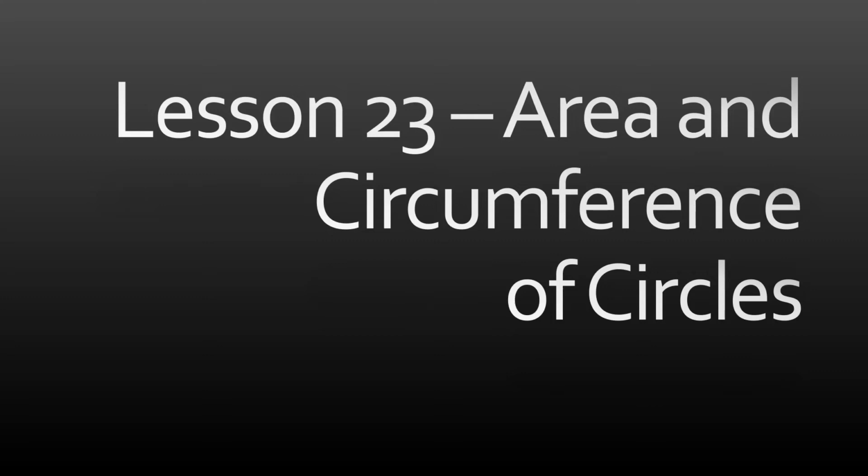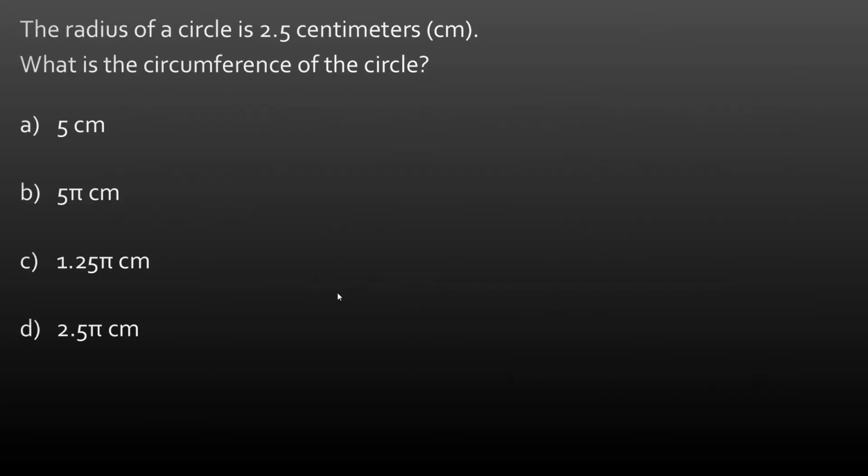In this video, I will be going over lesson 23, which is about area and circumference of circles. Our first question says that the radius of a circle is 2.5 centimeters. What is the circumference of our circle? All right, so circumference is equal to pi times diameter.